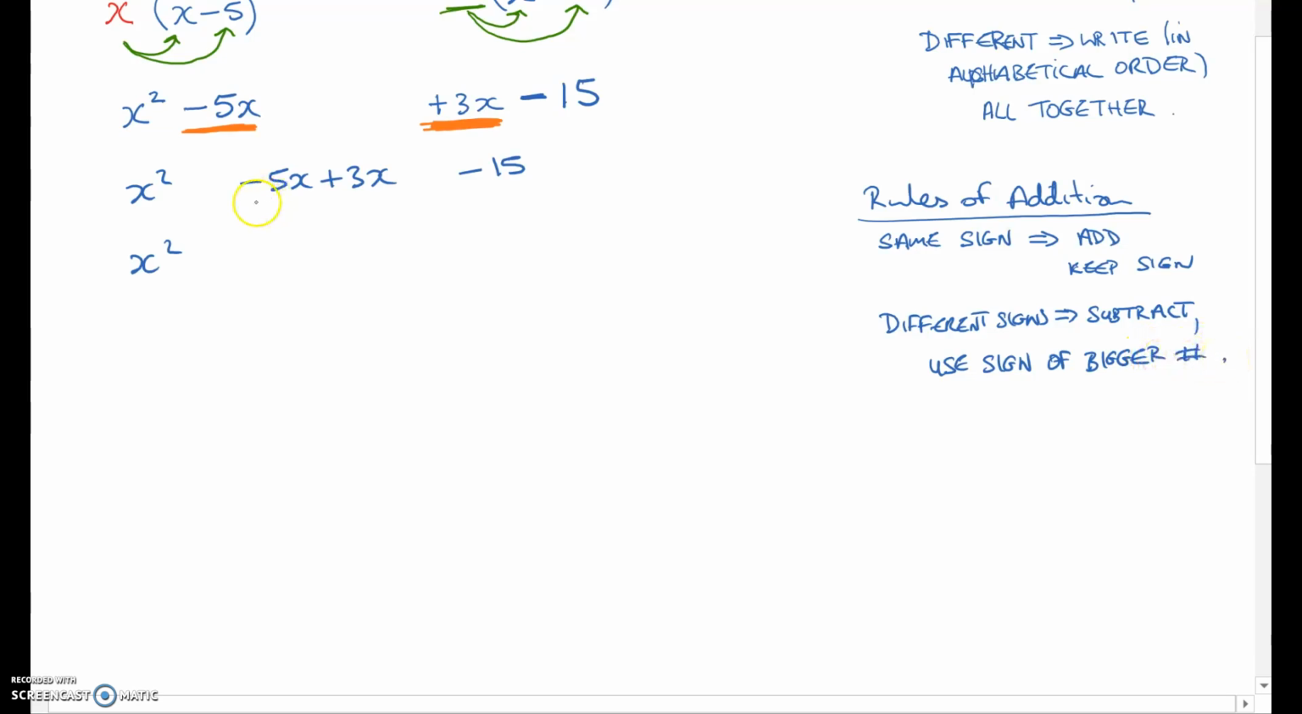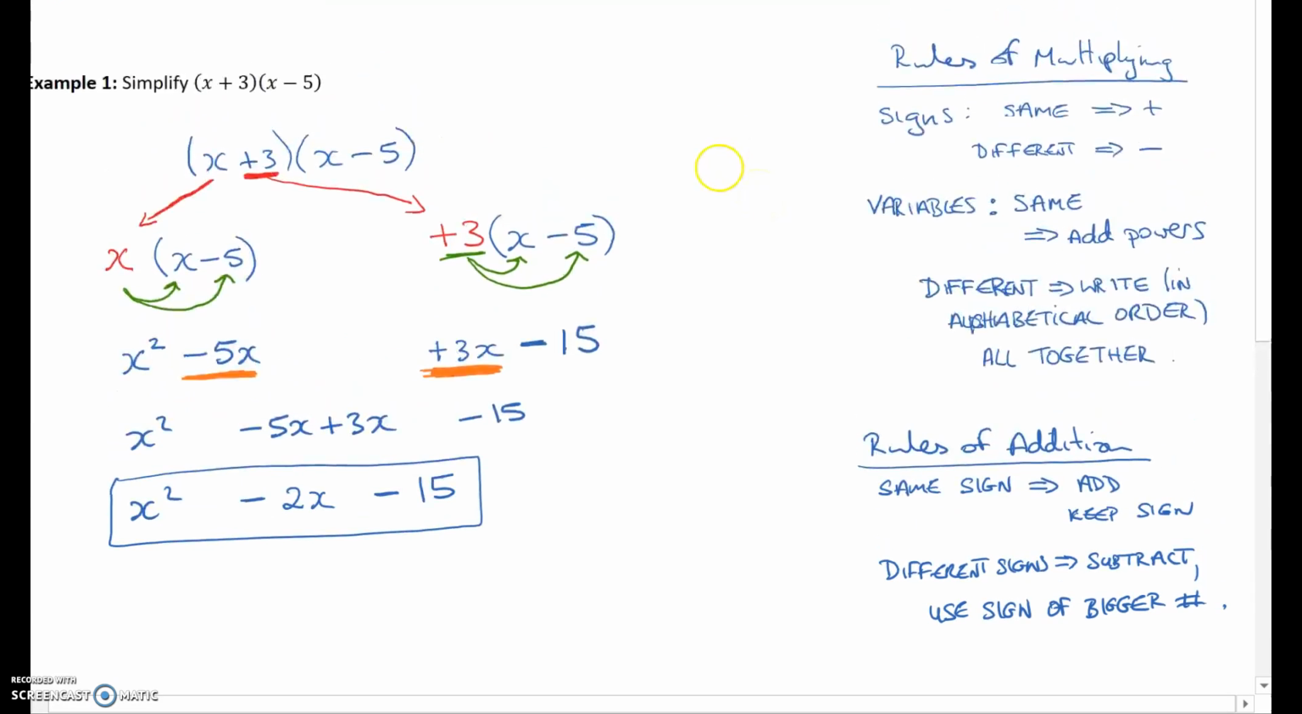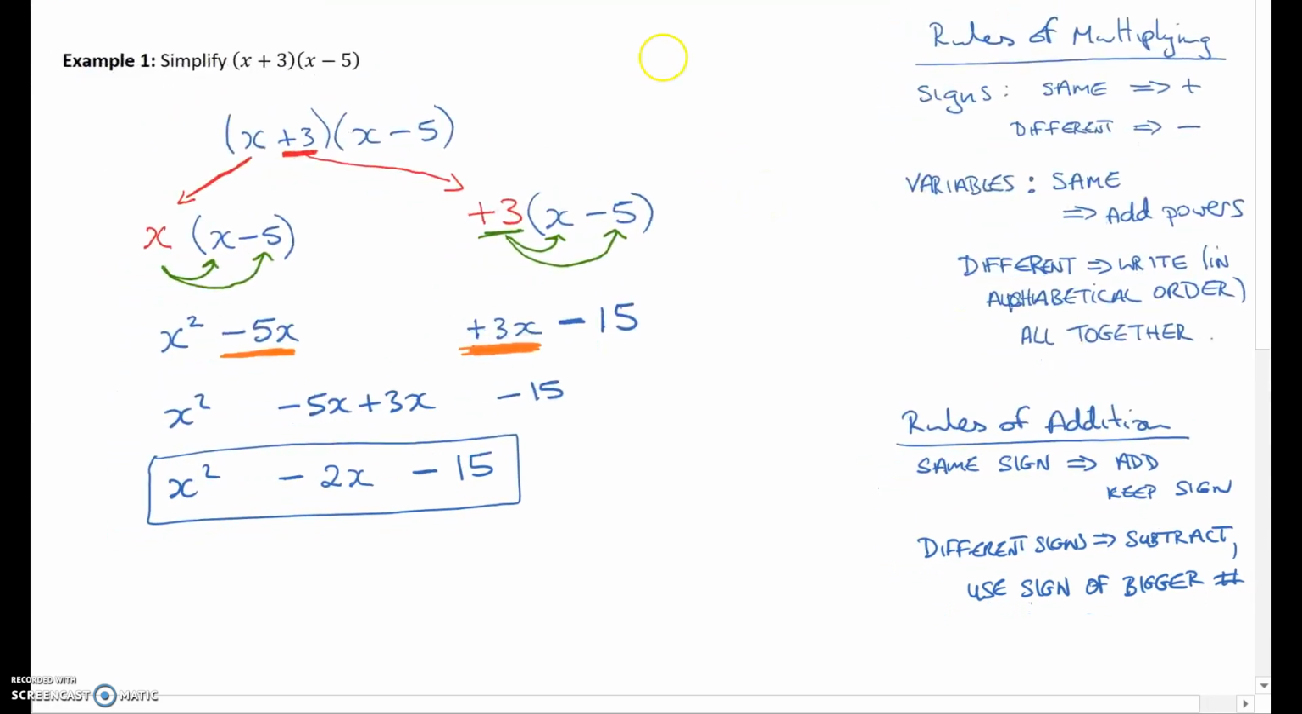So in this case, we have two numbers with different signs. We have minus 5 and plus 3. So because the signs are different, we'll subtract 3 from 5 is 2, so that's going to be 2x. But use the sign of the bigger number. 5 was bigger than 3, so it's a minus. Minus 15. And there's our answer. x squared minus 2x minus 15. Okay, so there's the entire problem.